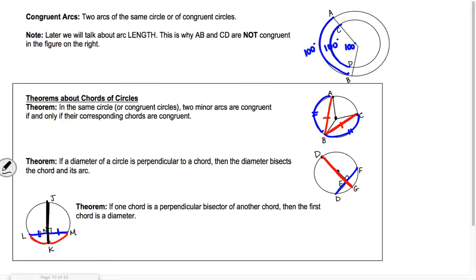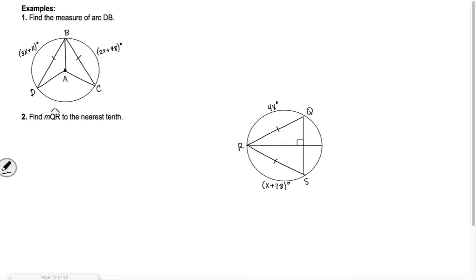Okay, I'm not going to ask you to perfectly state those theorems, but if you see something, you should know when to set things equal to each other. So like this example. Do you see how we have these two sides congruent to each other? Well, that makes this chord and this chord the same distance. So we'd say, oh, well, 3x plus 11 has to equal 2x plus 48. So we'd set those two equal to each other. So we'd get x is equal to 37.